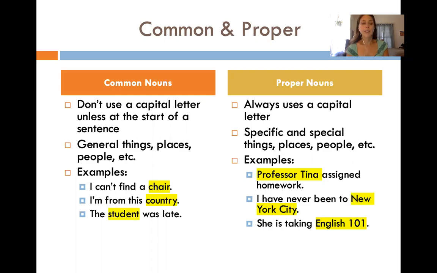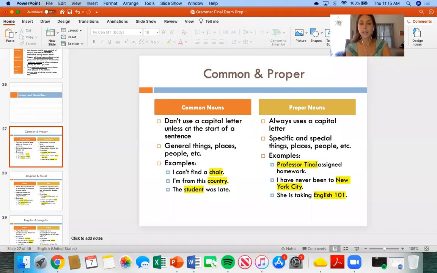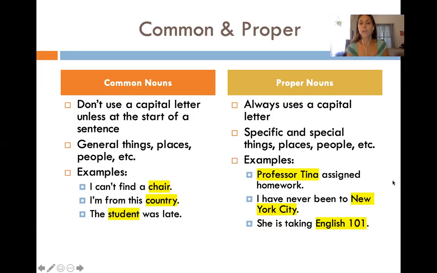So Professor Tina is a title, so you're going to use the proper noun here. If you just said the professor assigned the homework, you would not capitalize it if there was not a name. New York City is the name of a city, so we have to capitalize it. And English 101 is the name of a class, so we have to capitalize it. So these are common and proper nouns.